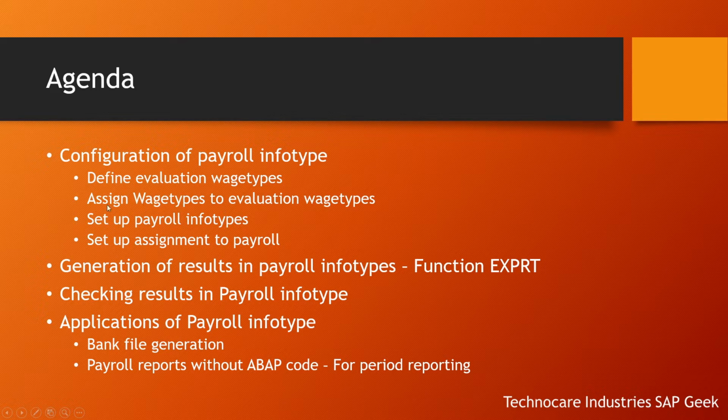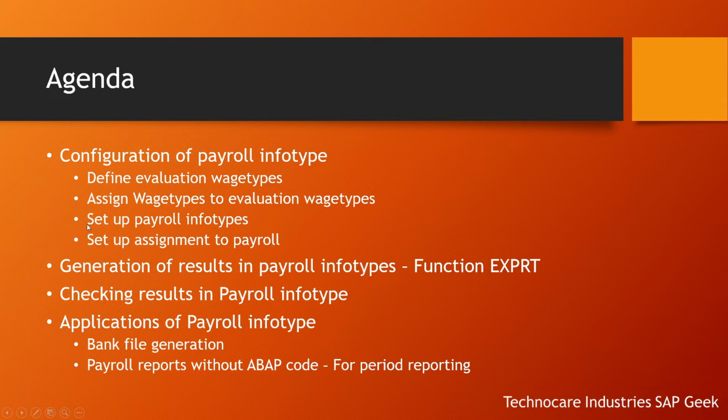When we set up payroll infotypes, we actually give the number of the infotype that we want to create. Let's say in my previous example I said that let us assume our payroll infotype code is 9090. So I'll give that 9090 code. I'll give the series of evaluation wage types or the fields that are required to be captured along with the live payroll results.